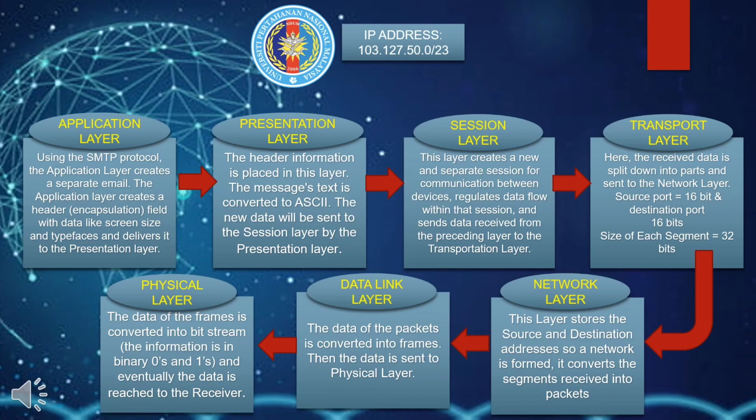The data link layer takes packets from the network layer and the packets are converted into frames. Then the data is sent to the physical layer. At the sender side, the physical layer will get the data of the frame, convert it into a bit stream, and eventually the data reaches the receiver.